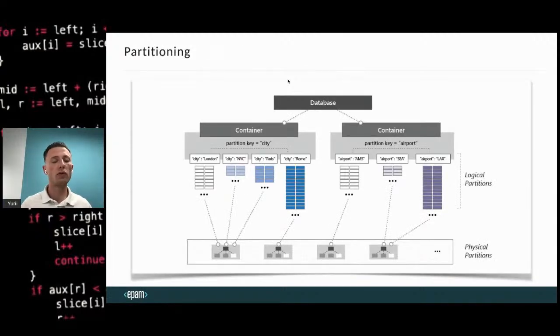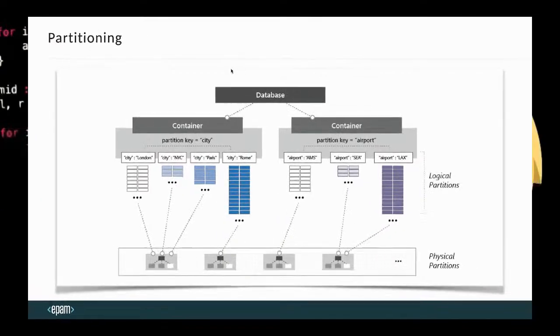Also, as I said before, Cosmos supports out-of-the-box partitioning. It supports logical partitions and physical partitions, and the only way you can control this is to choose the right partition key. Take care of the partition key, because it's important and it can affect your application and the cost of the operation.